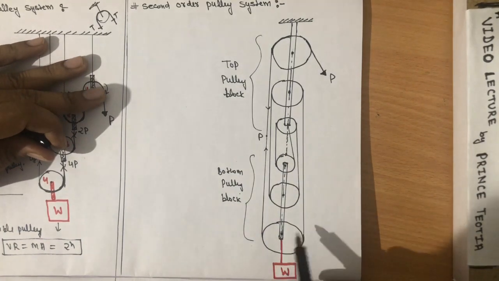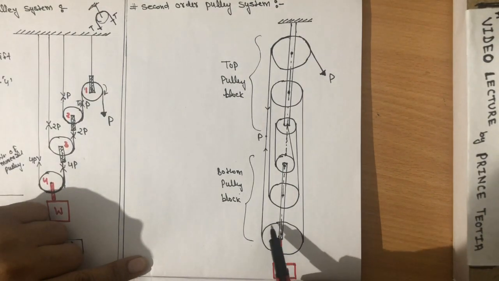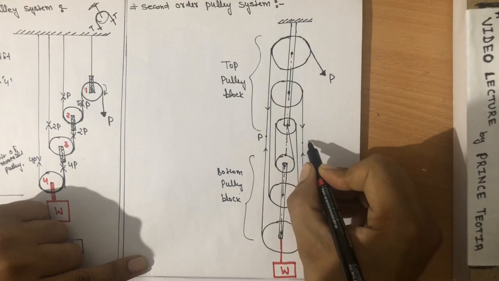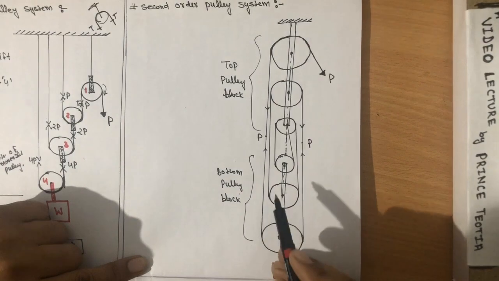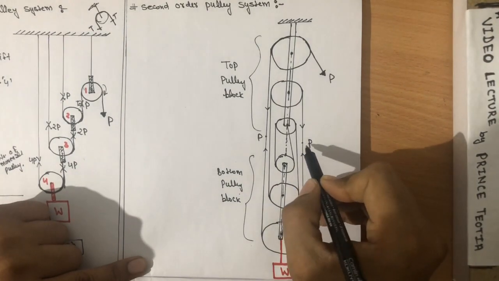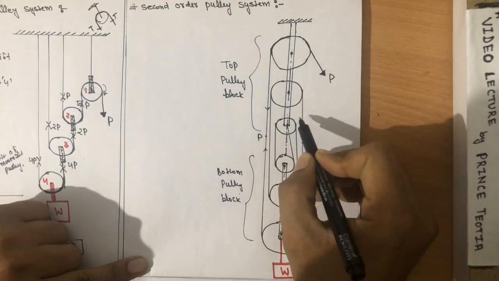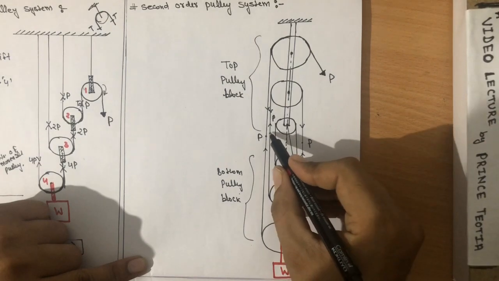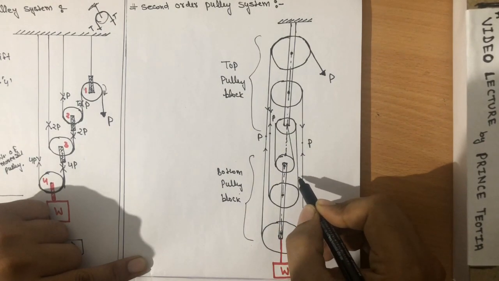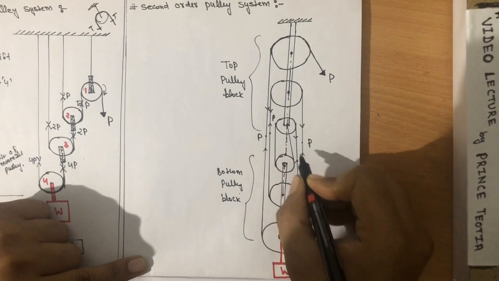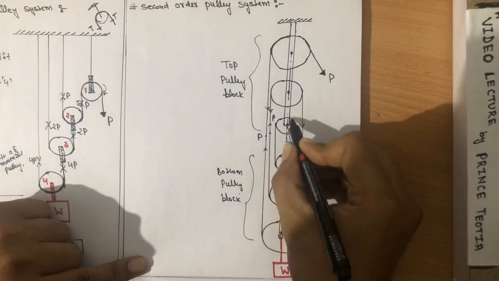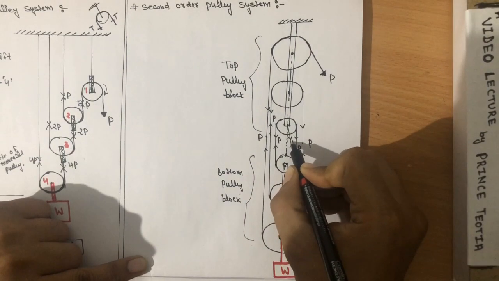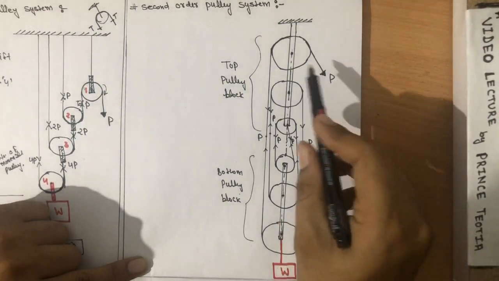Then assume this pulley, so again the same rope is on this pulley. So if this is P, then this should be P, and this should be P, because this is the same string. Then if this is P, then again this string is on this pulley, so both strings are the same, so this will again be P. Then again, this is the same string, that's why these are P, because we assume the ideal condition, there is no friction, so the tension will be the same.